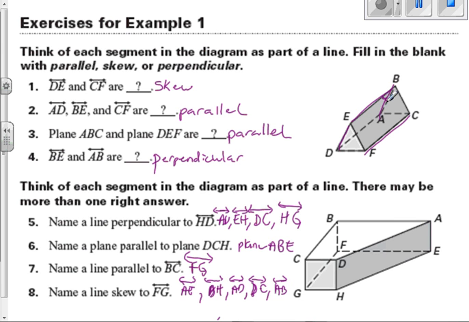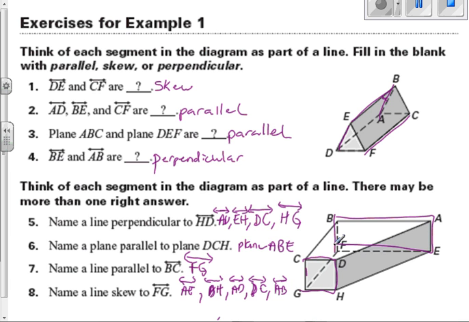So if I look at number 5, and we have a different figure here, name a line perpendicular to HD. Well, I got several of them. I've got AD, EH, DC, HG. So those are lines perpendicular to HD. And then number 6, name a plane parallel to plane DCH. So plane ABE would be parallel to DCH. So you have DC and this plane right here, and this would be parallel, okay?